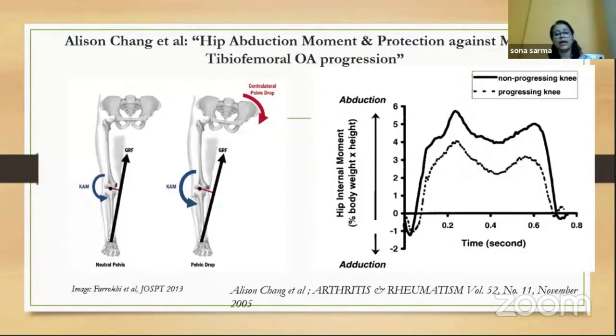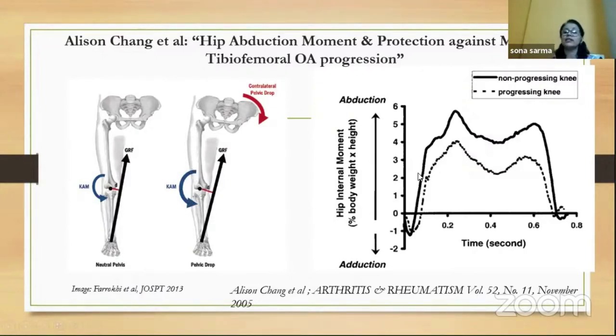So this is a beautiful study done by Allison Chang et al. on hip abduction moment and its protection against medial tibiofemoral OA progression. And what they did basically was that they had 57 patients and they kind of measured them at baseline and after 18 months again, for the hip abduction moment, which they thought is protective against the knee adduction moment. And they also repeated the X-rays. So this was actually based on an assumption that the hip abductors, when they are weak, cause a contralateral pelvic drop, which moves the ground reaction force towards the swing limb, or rather away from the stance knee joint, and increases the knee adduction moment.